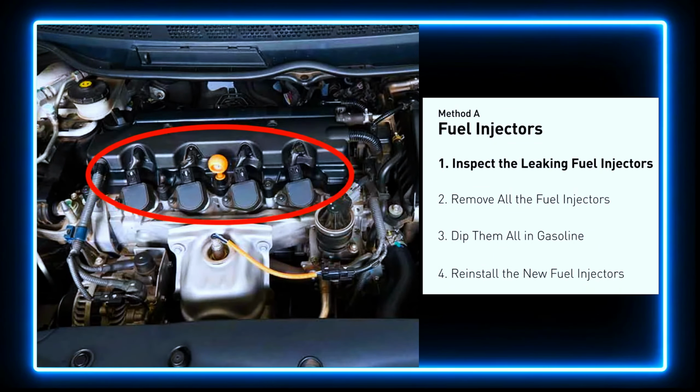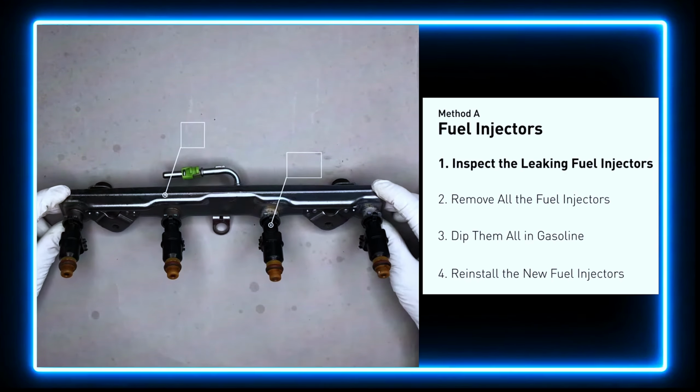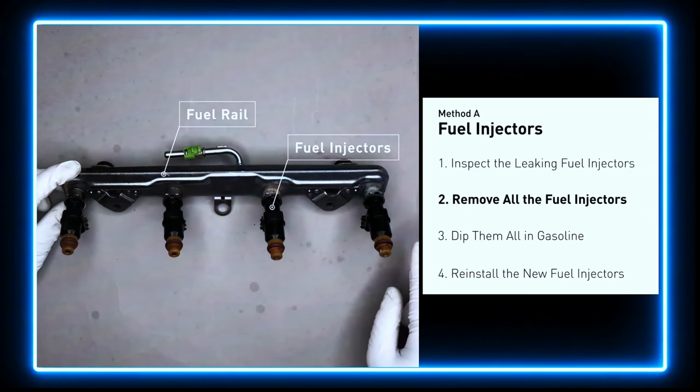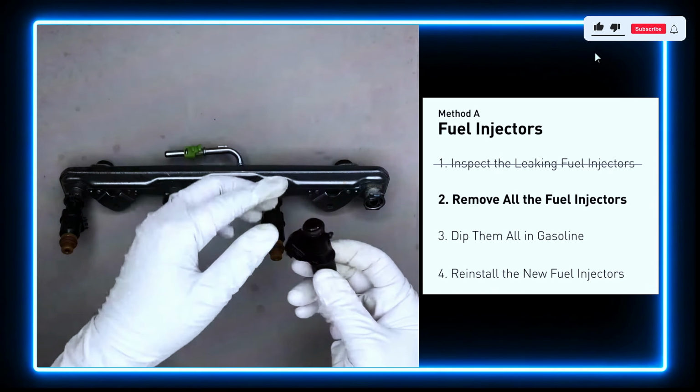The fuel injectors are mounted in the intake manifold, so that they spray fuel directly at the intake valves. Inspect the leaking fuel injectors on the fuel rail. Carefully remove the fuel injector.